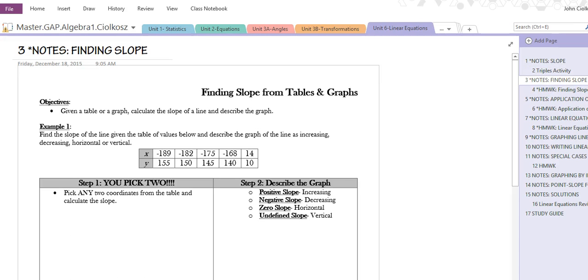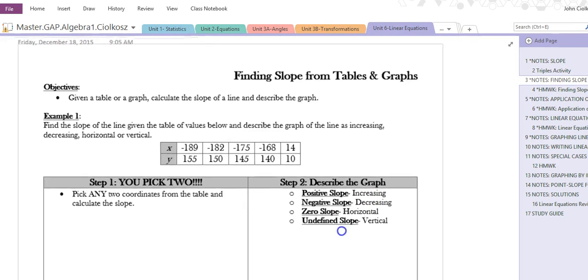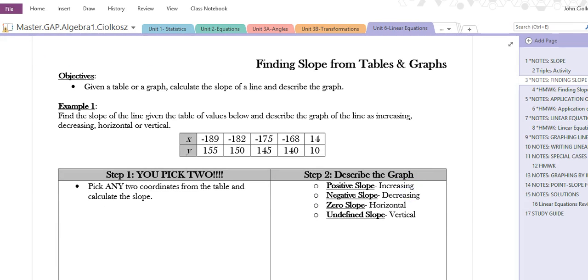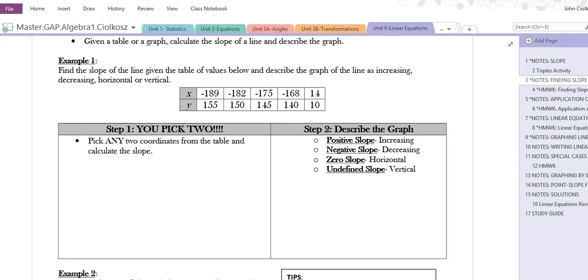Alright, so on to notes 3 here. We're going to do a good bit of this together. Now we're looking at slope of a line and describing the graph, from a table and graph. When we're given a table, we can use any points because a line is constant, so it doesn't matter which points I look at. I'm going to use this and this. These are the ordered pairs negative 168, 140, and 14, 10.